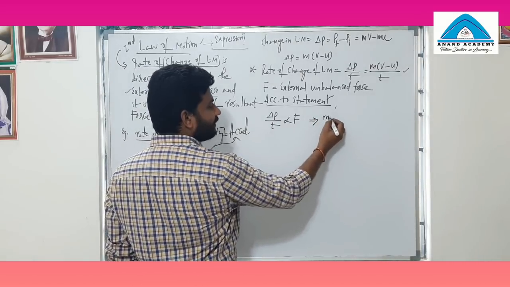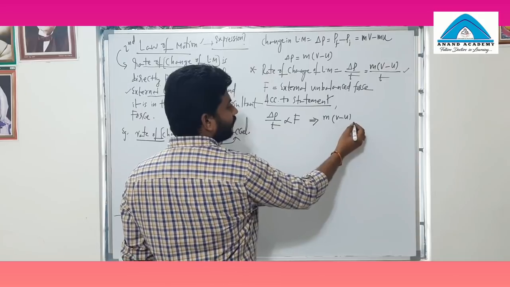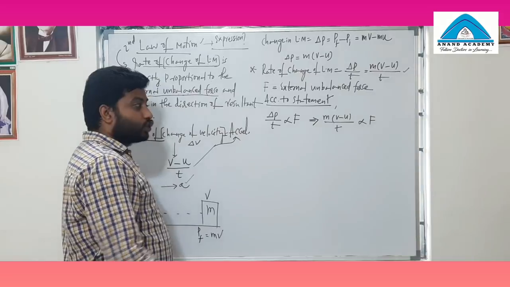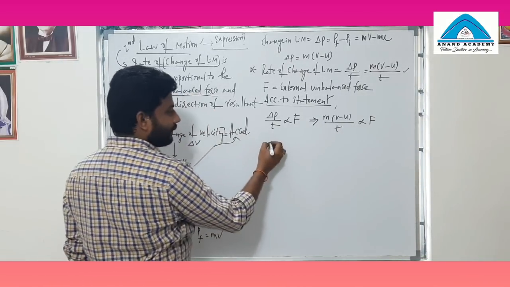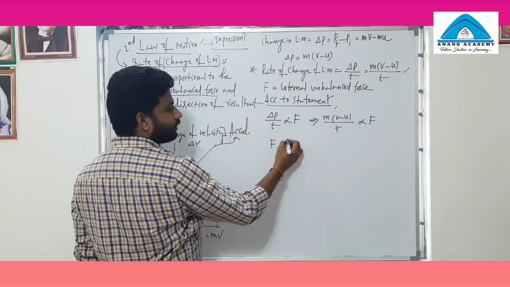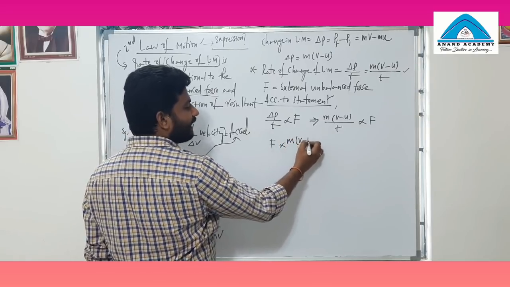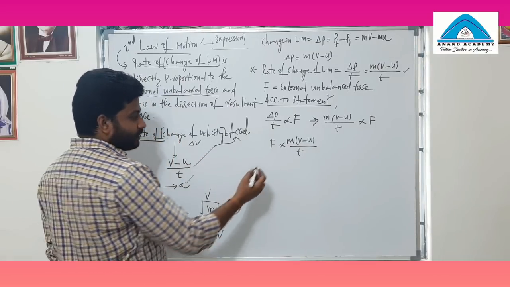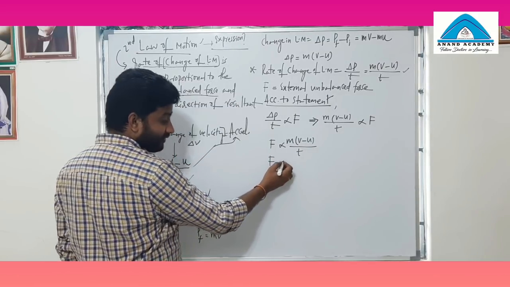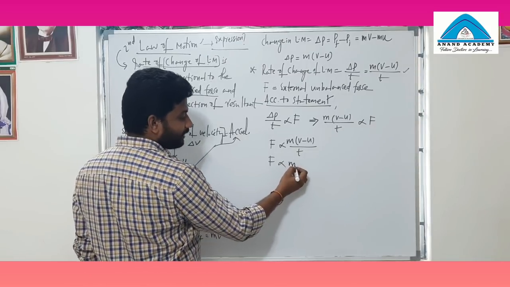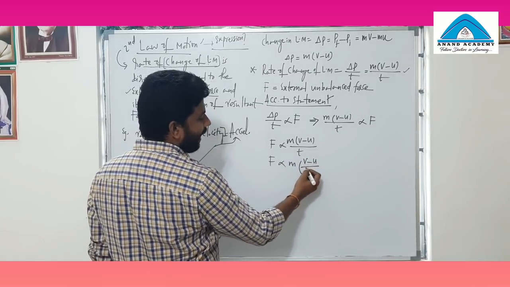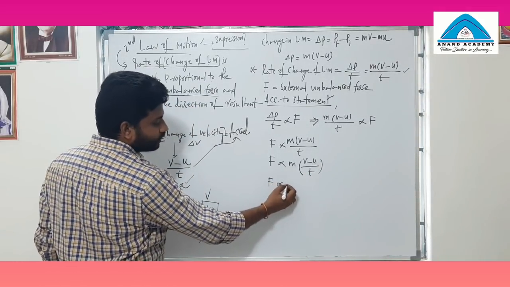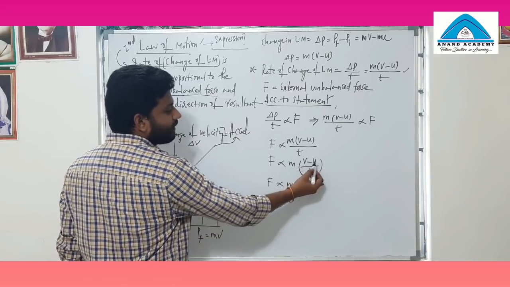Delta P is m into (V minus U) divided by T, which is directly proportional to F. So I can also write it this way: F is directly proportional to m into (V minus U) divided by T. And one more time, F is directly proportional to m into (V minus U) by T. Now, what is this (V minus U) by T?